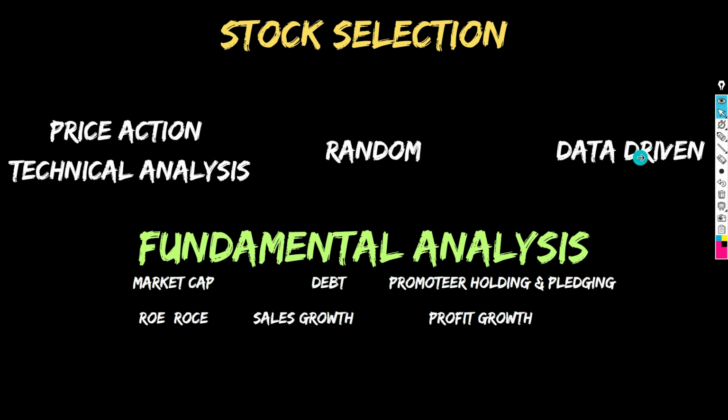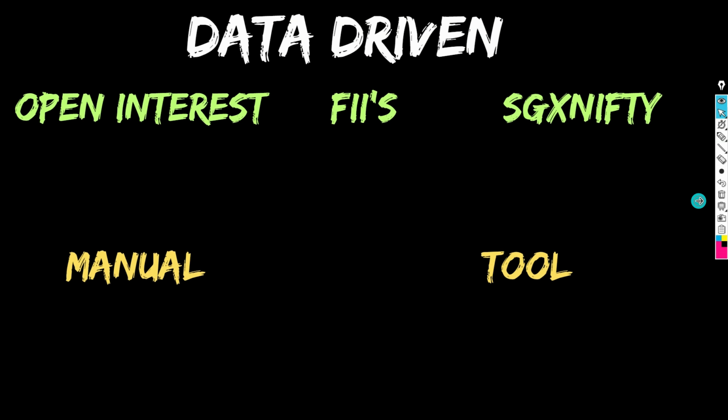And then there is something called data driven. Now, what is data driven? Let me take you to the next slide. See, I can talk for hours, but I'll make it very crisp. Data driven means anything should be backed up by data. So what is data driven basically? The open interest comes into the picture, your option chain comes into the picture, FIIs, right? At the end of the day, what have the FIIs done? Are they selling? Are they buying? So that you can know the sentiment of the market.